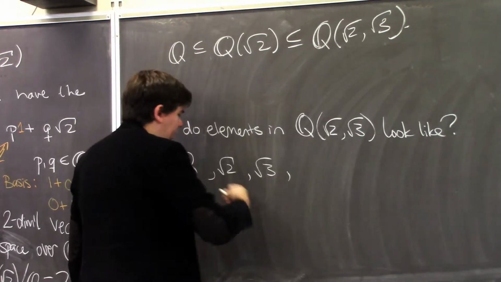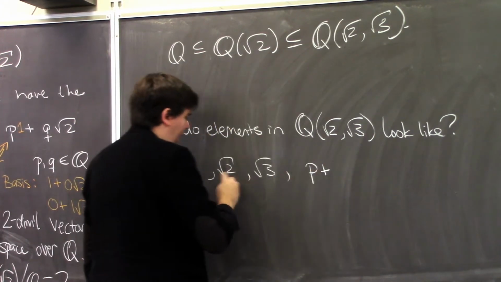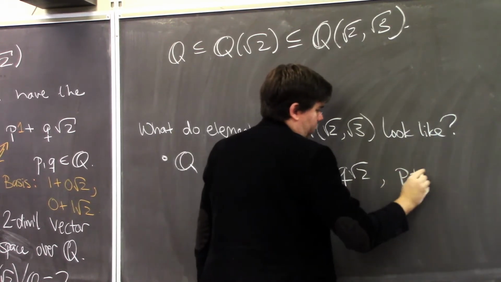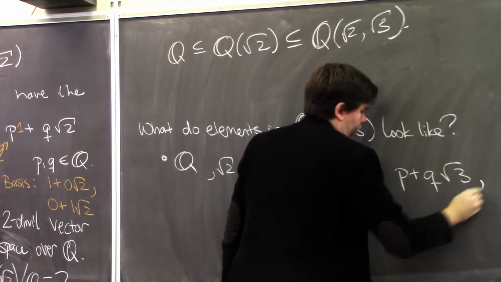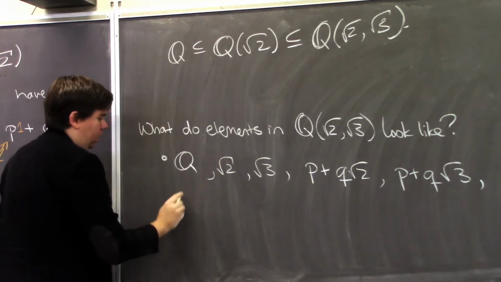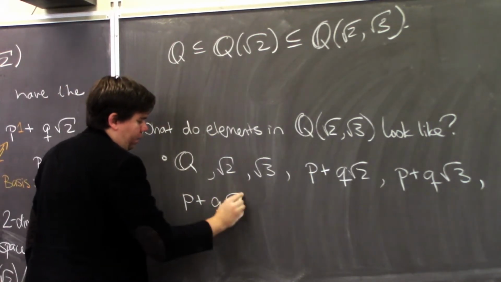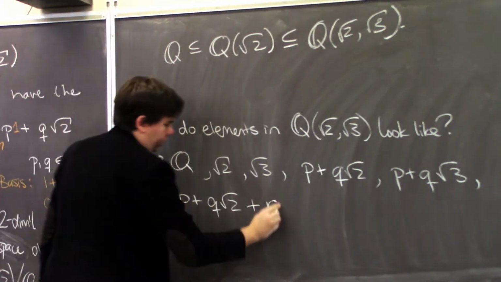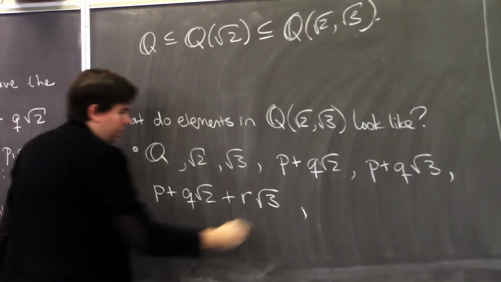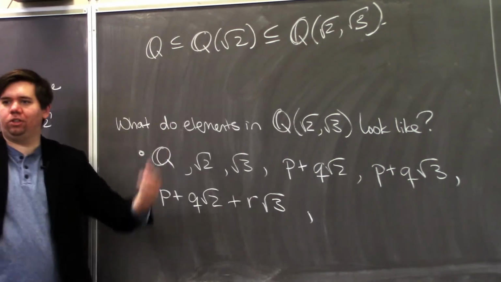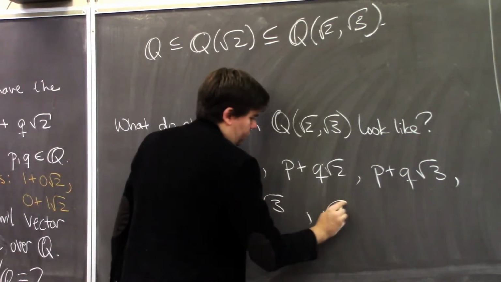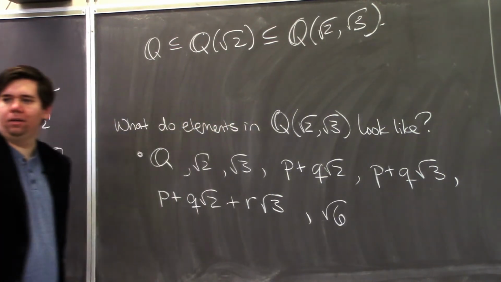Yeah, well, anything you can get from rationals plus rational combinations of square root of 2, or rationals plus rational combinations of square root of 3, or rationals plus rational combinations p, q, r of square root of 2 plus square root of 3. But now you point out there's another kind of creature in there too, right? And that's the square root of 6. The square root of 6 is in there.